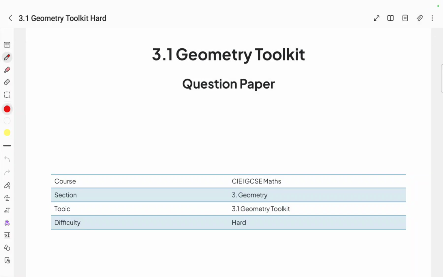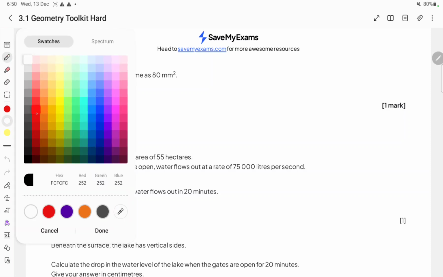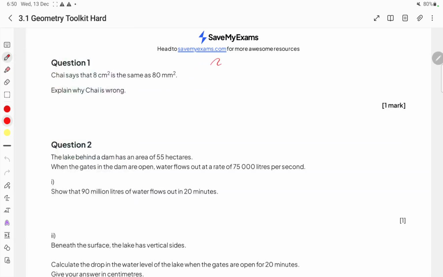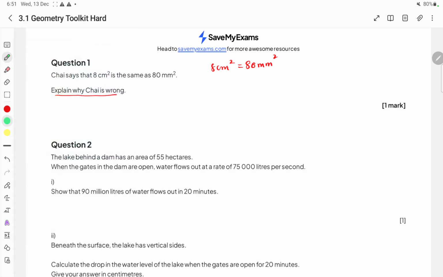In this lecture, we can see 3.1 geometry toolkit, and the difficulty level is hard here. The first question: the choice says that 8 centimeter square is the same as 80 millimeter square. So what he is saying here is 8 centimeter square is equal to 80 millimeter square. We have to explain why he is wrong. The answer they have given is wrong, and we have to find why it is wrong.